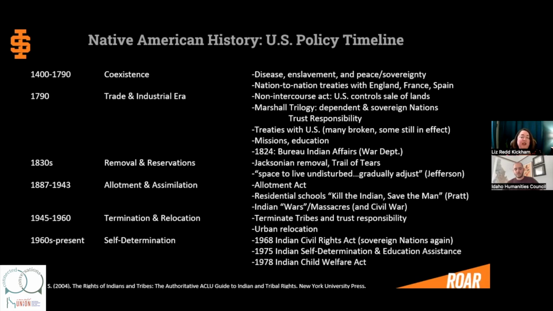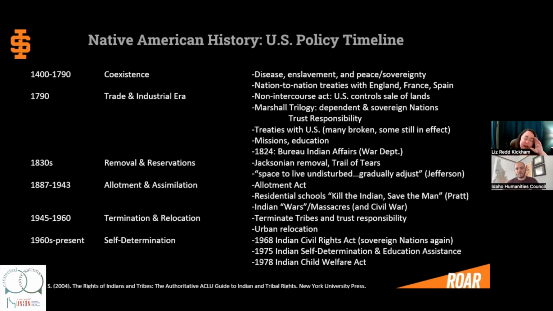Then from the 1830s until about 1887, this is the era of removal and reservations. So we get Jacksonian removal policy, the Trail of Tears, and as Jefferson described it, the space to live. Native peoples were intended to be given the space to live undisturbed and to gradually adjust to mainstream U.S. society. Starting in about 1887, we see the Allotment Act. So this is the allotment and assimilation era.